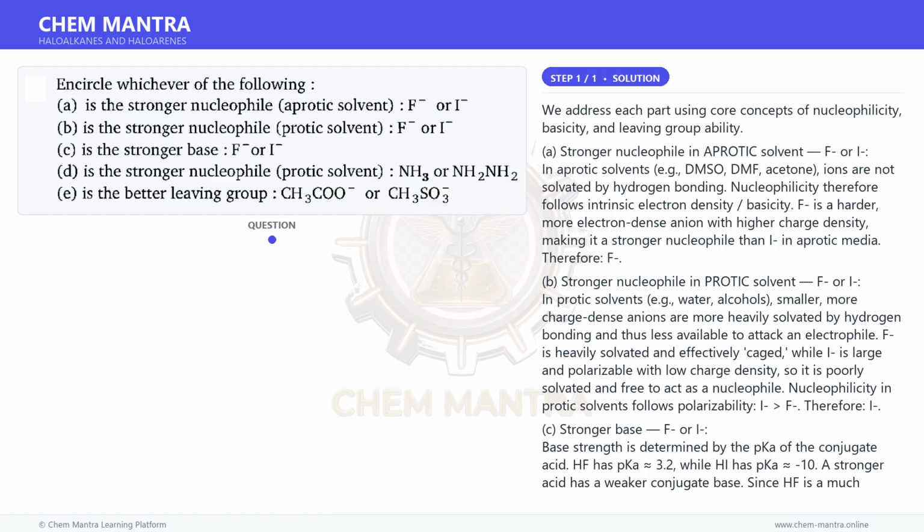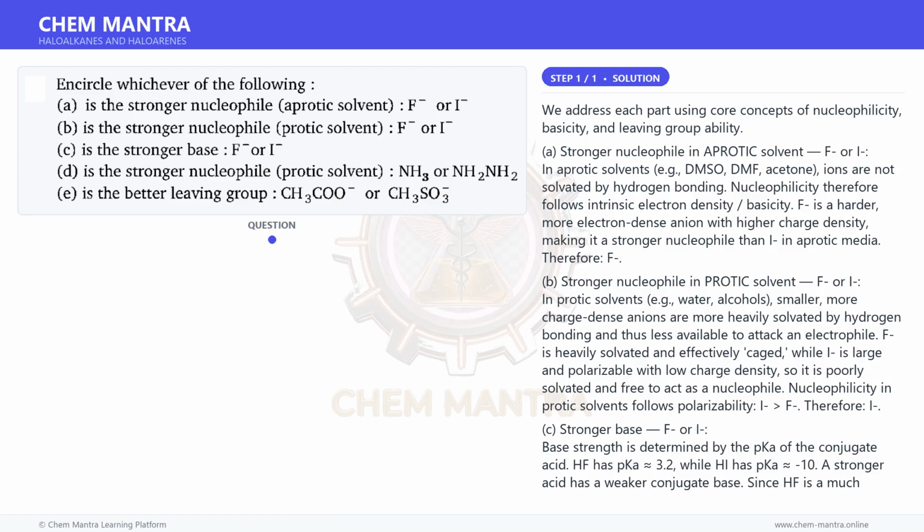C. Stronger base, F⁻ or I⁻. Base strength is determined by the pKa of the conjugate acid. HF has pKa 3.2, while HI has pKa -10. A stronger acid has a weaker conjugate base. Since HF is a much weaker acid than HI, F⁻ is a much stronger base than I⁻. Therefore, F⁻.